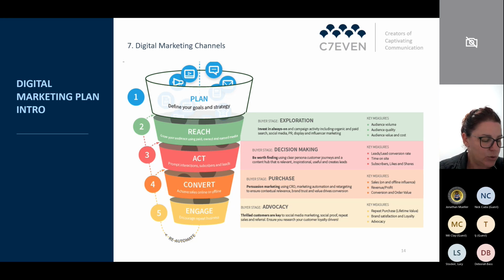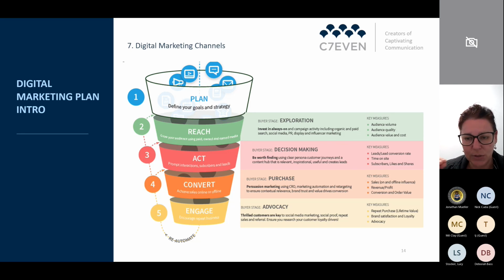So you want to make sure that you're worth finding. So you're using clear persona customer journeys and content that's relevant, inspirational, useful, and creates leads. So you want to make sure that, if you push them through to a landing page, for instance, or you've deployed a piece of content, or it could be the homepage on your website, or a particular page on your website that you push traffic through.